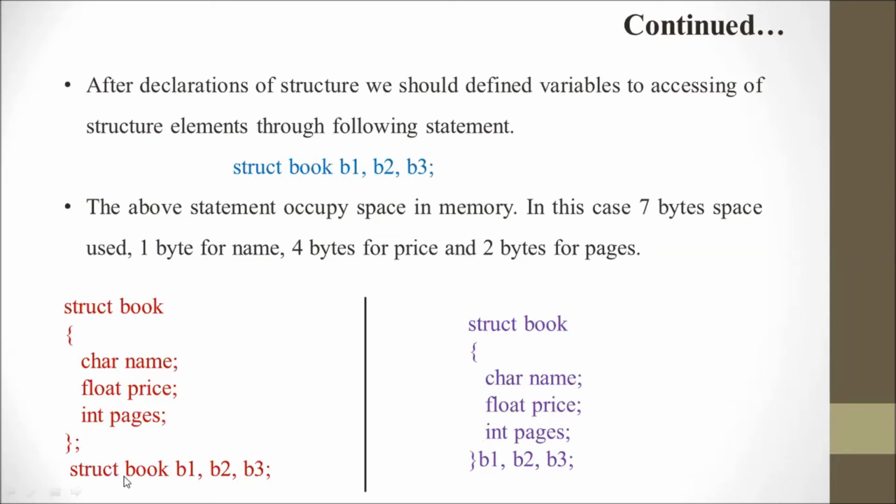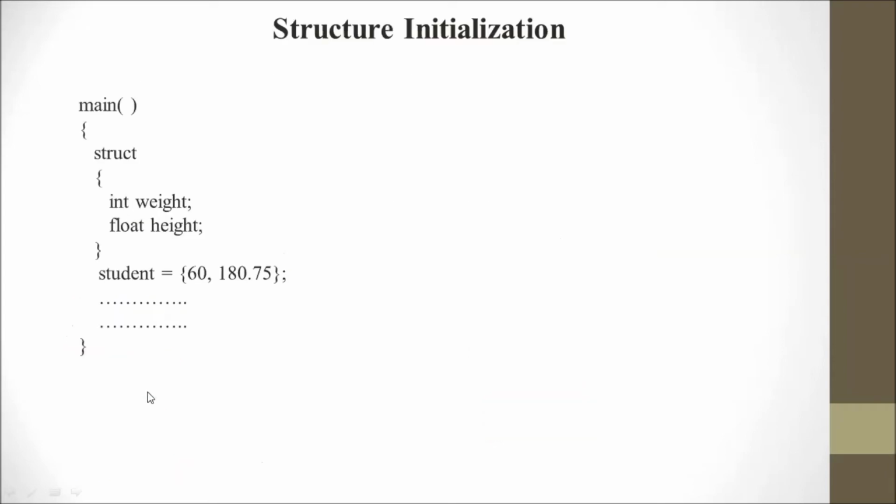So we use the struct book, meaning the name of the structure, and then define the variable. This uses 7 bytes because a character takes 1 byte, a float takes 4 bytes, and an integer takes 2 bytes. So this structure takes 7 bytes total space in memory.